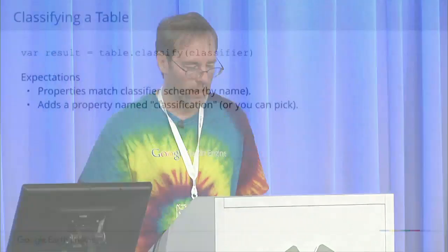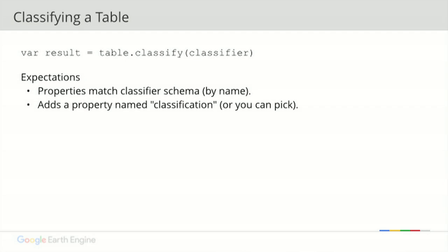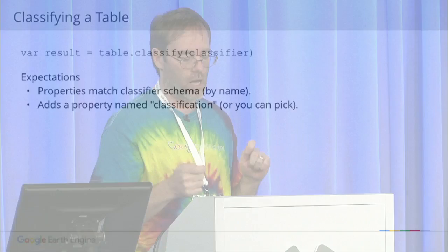Okay. You can also classify tables. So you train collections with tables. You can also classify them. Works exactly the same way. Classify, table.classify with your classifier. Does the same things. Properties are matched up by name. It adds a property named classification, or you can pick what it is.